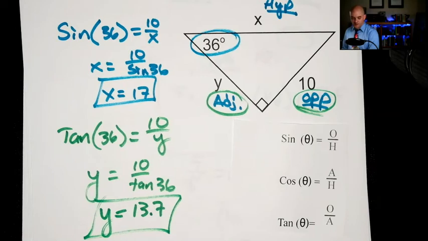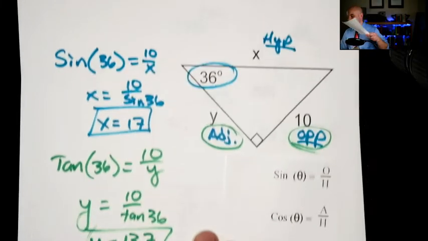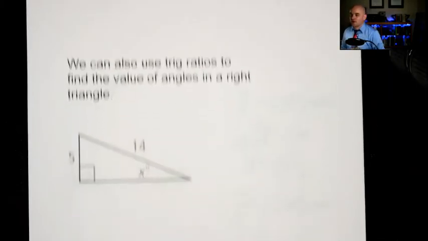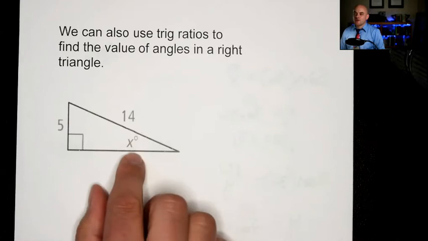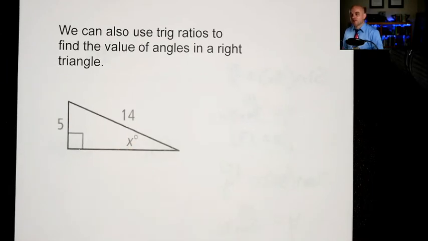There we go. All right, let's take a look at another one here. But this time, I'm going to change it up and find the value of an angle. So we can also use trig. We just used it to find side lengths when we only know one side and one angle. Really, we know two angles: an acute angle and a right angle. Now we're going to use it to find the value of x.